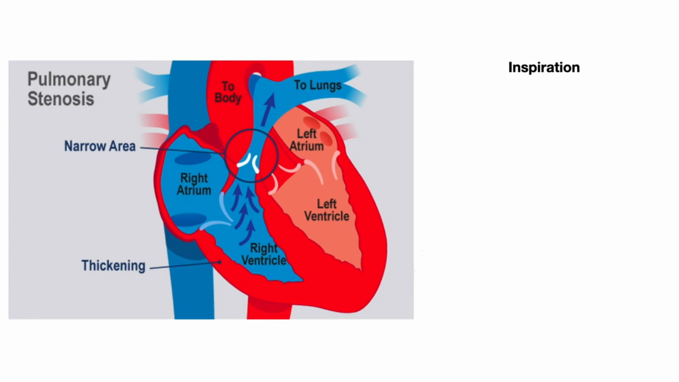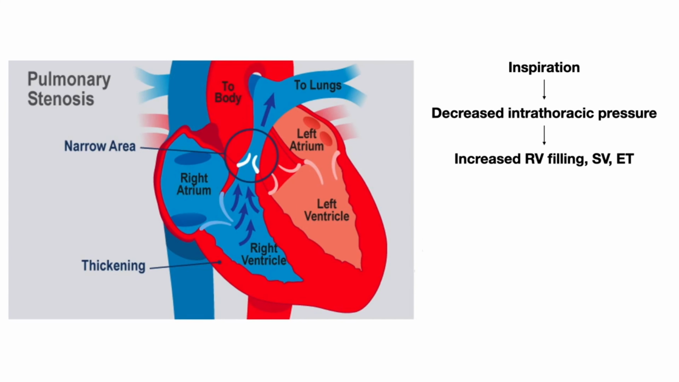So imagine that you are breathing in. So you've got inspiration, or inhalation. And when you breathe in, you take that deep breath in, there's a decreased intrathoracic pressure. Now what does this mean? When there's decreased intrathoracic pressure, you get an increase in right ventricle filling. You also get an increase in right ventricle ejection time and right ventricle stroke volume.